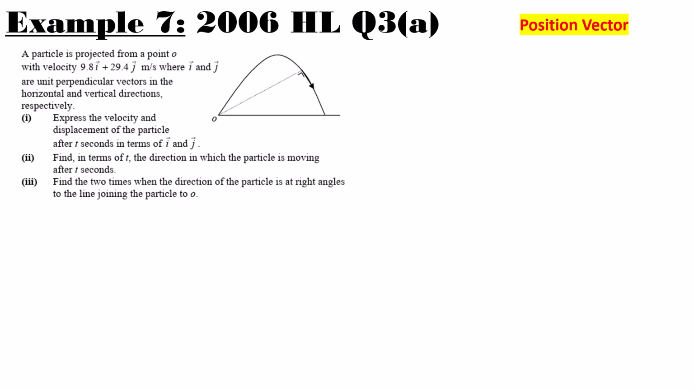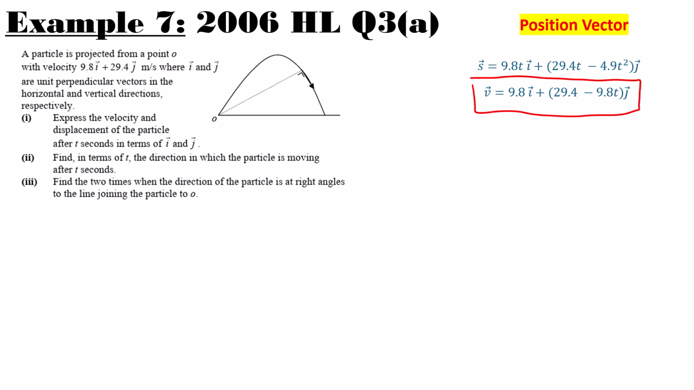Now, find in terms of t the direction in which the particle is moving after t seconds. So we already have from part 1 our displacement vector and our velocity vector. When we talk about the direction we're moving, we're always talking about v because we're moving. Let me change to our other color. Actually, we have our v here, so I'll just work with what we have. So at any point we have a velocity vector like that. What we're being asked to do is find the direction.